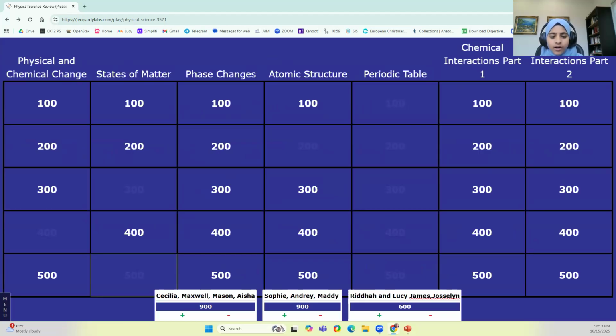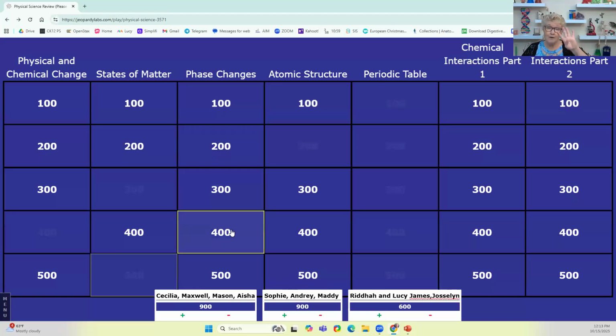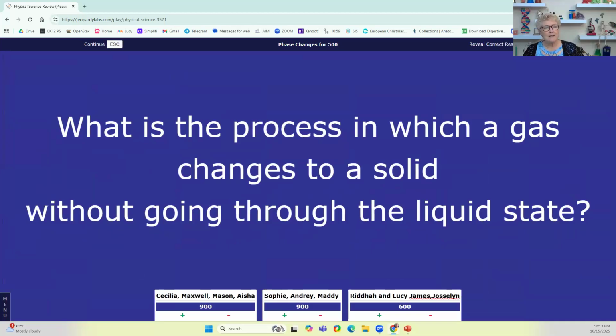Phase changes for 500. What is the process in which a gas changes to a solid without going through the liquid state? Gas becomes solid without going liquid first.